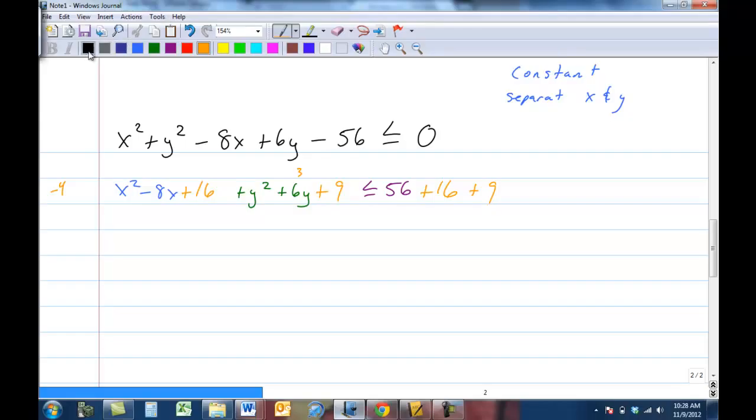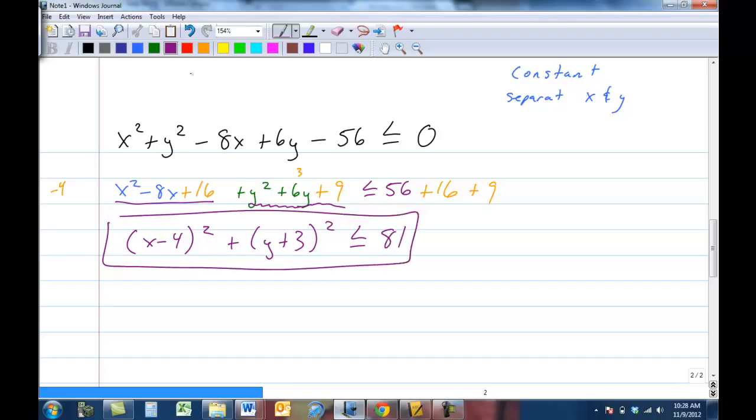All right, so then factor each one, factor the x's, factor the y's. So now I'm at x minus 4 quantity squared plus y plus 3 quantity squared is less than or equal to, add this up and you get 81. So there's our graphing form. Our center is the point 4, negative 3, and our radius is 9.